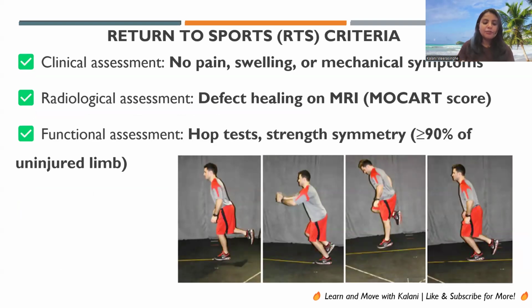Return to sport should not be time-based, but criteria-based. The athlete must have no pain or swelling. Also, they should present good MRI findings and should pass functional tests like the hop test and strength symmetry assessment. Rushing RTS, the return to sport, can increase the re-injury risk, so it's crucial to ensure full recovery.